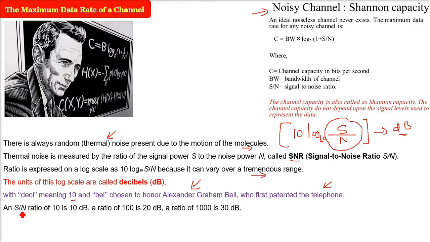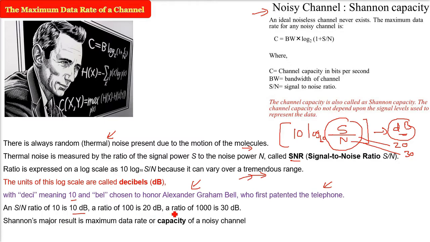For example, a signal to noise ratio of 10 is 10 dB. An S by N ratio of 100 is 20 dB. An S by N ratio of 1000 is 30 dB. So this is easier to compute and to understand. This is the decibel; we are converting it into a decibel or log scale.